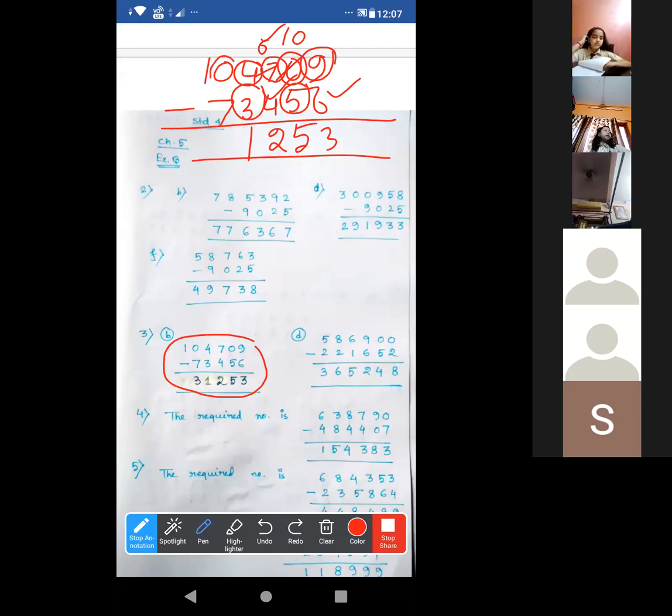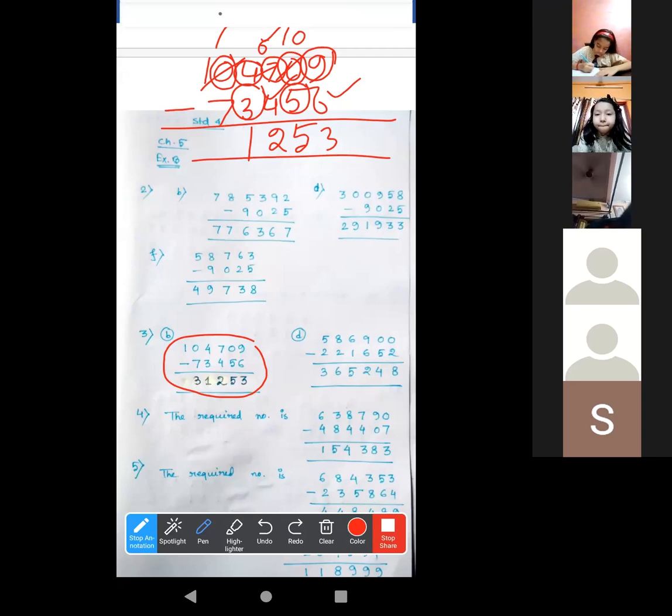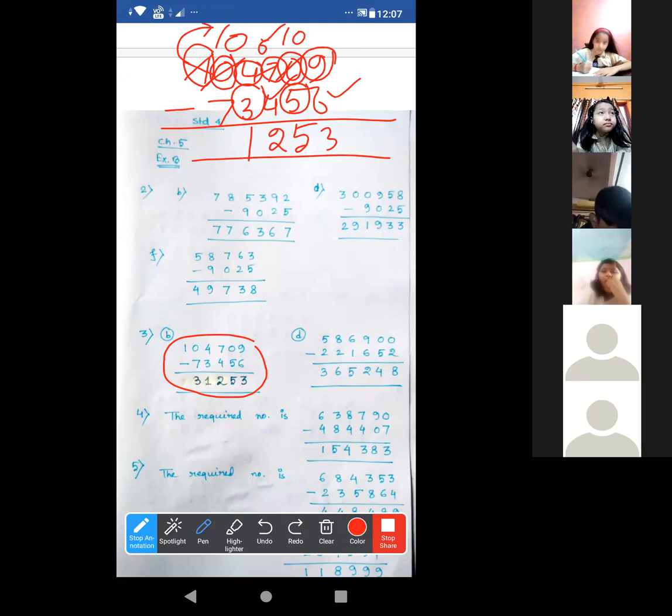And again, this 0 we have to consider as 10. As we have considered this as 10, we have already borrowed 1, so there is no 1 right now. It will be 3 plus... 31,253. Is it clear? If it is clear, then you can shake your head.